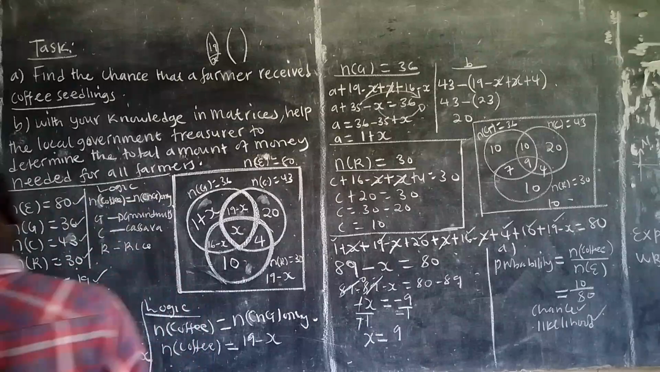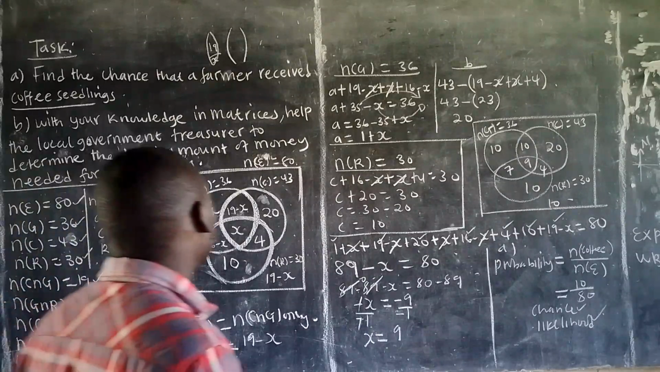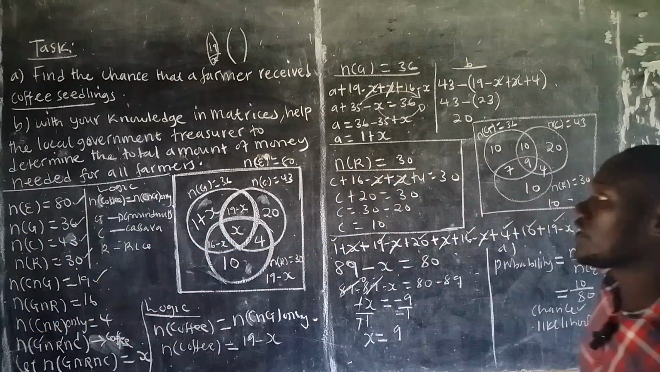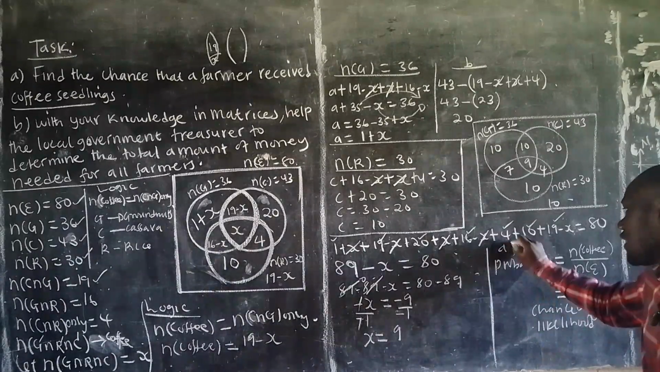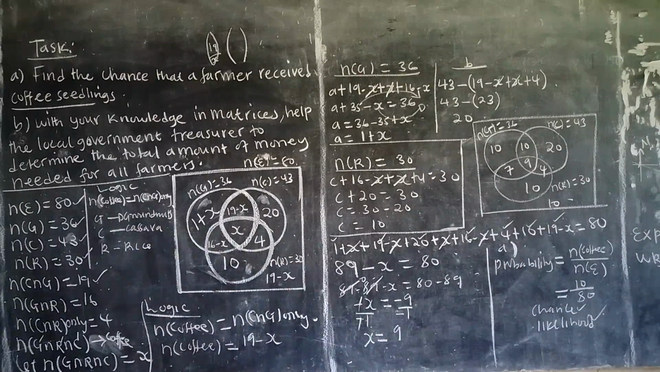Part B: with your knowledge in matrices, help the local government treasurer to determine the total amount of money. We have gotten this. Now for part A, you come and conclude and say, therefore, the chance that a farmer received the coffee seedling is 10 over 80, or you can reduce it and call it 1 over 8. All the same. So let's now go to part B. We conclude very fast.